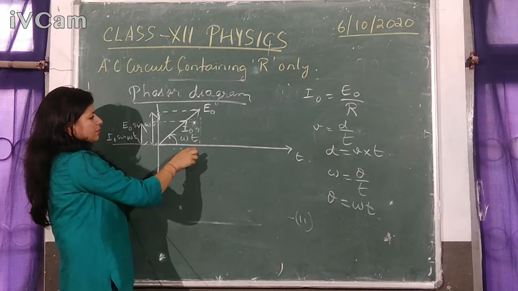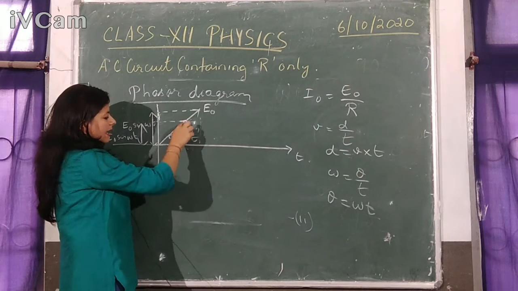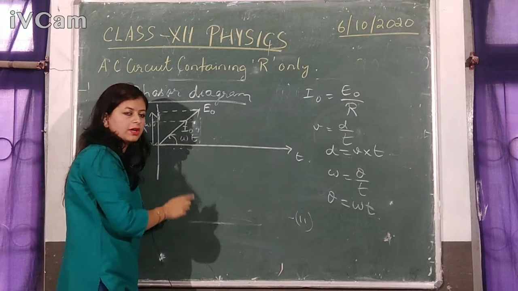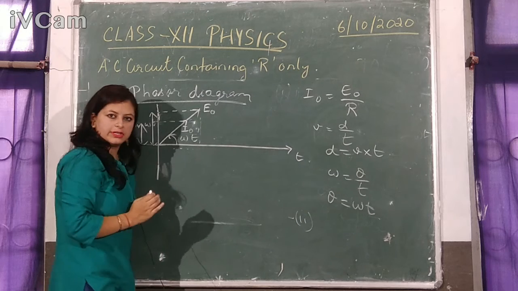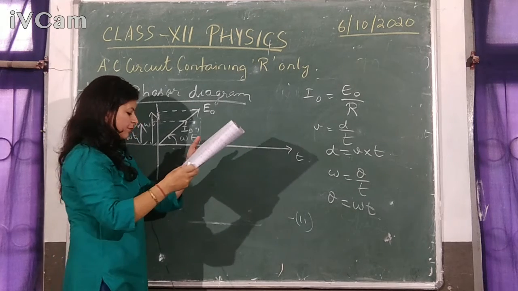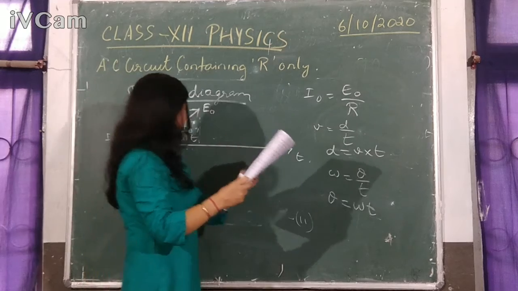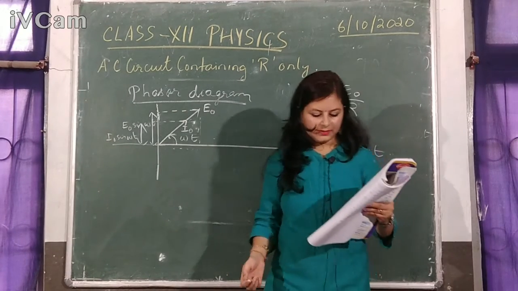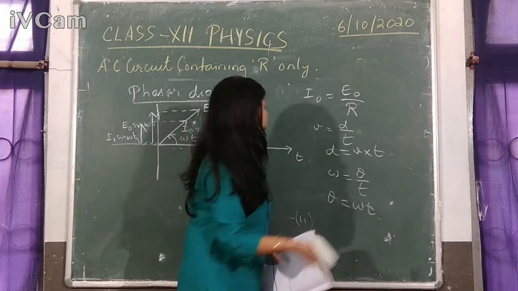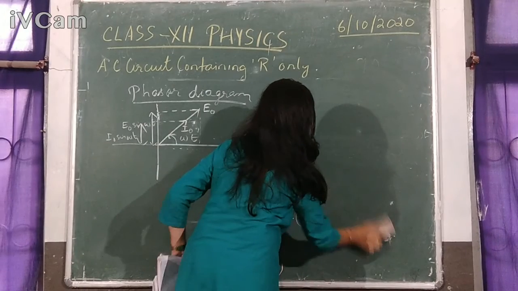Another component is going to be E naught cos omega t and I naught cos omega t, which we do not want. We just want the projection on the y-axis because it is going to give you the equation. Okay, so this is the phasor diagram for a circuit containing R only. All right, let's draw the wave diagram now.